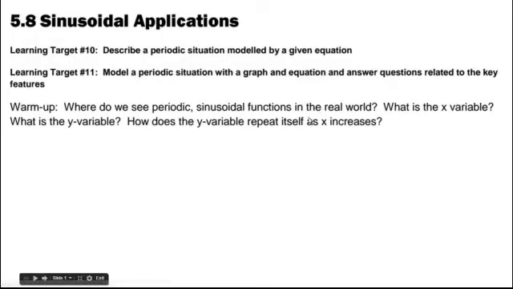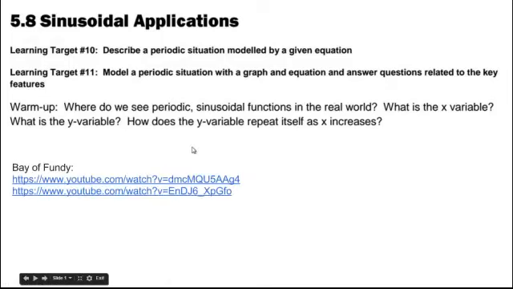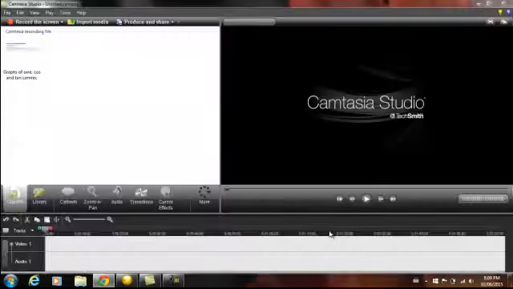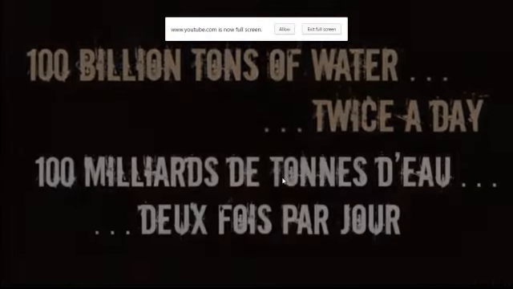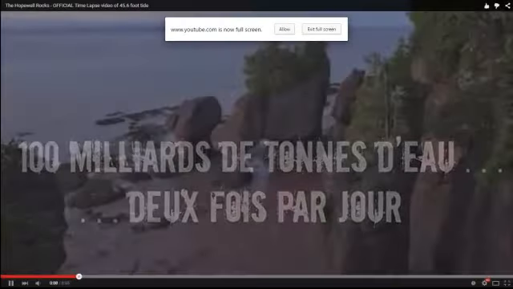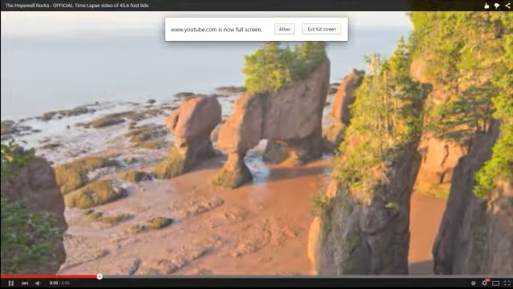So as a warm-up, we actually want to look at sinusoidal functions in the real world. And so we're going to look at a quick video here from YouTube, and you can look at both of these links. The first one has sound. It's really neat. We're just going to look at the second one. And so this is just what we call a timescape, time lapse. So it's 100 billion liters of water twice a day. This is the Bay of Fundy.